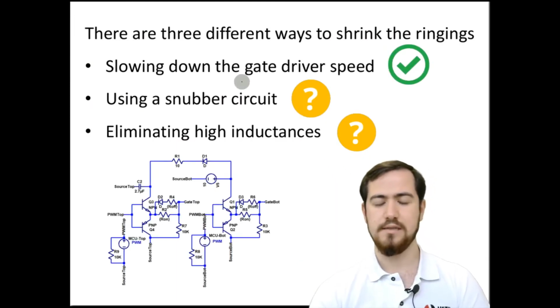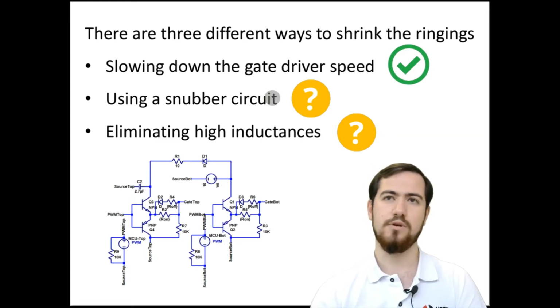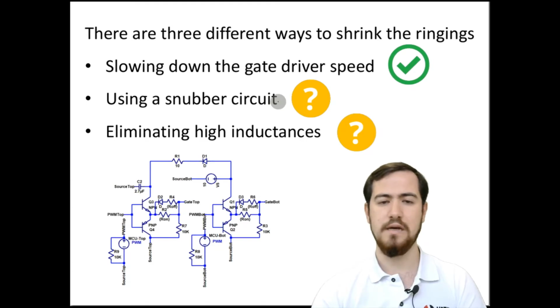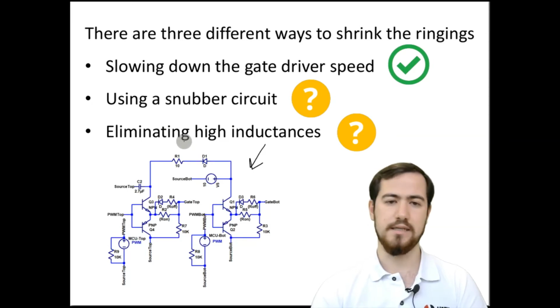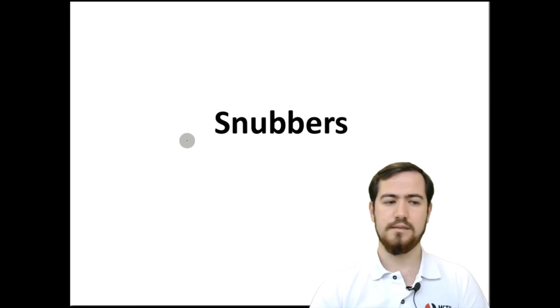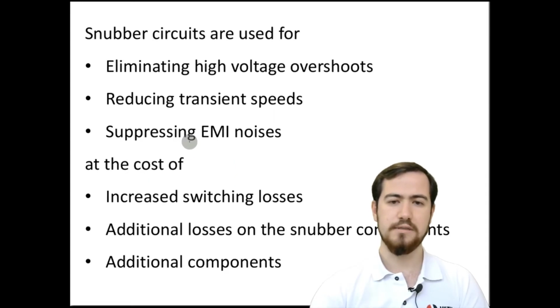As I said before, we discussed slowing down the gate driver speed. We talked about the design criteria of the gate drivers, and then how to slow down the gate driver speed. You can see the gate driver circuit we talked about in the last course here. Today we are going to talk about the snubber circuits, then we are going to discuss eliminating high inductances. So let's begin with the snubber circuits.